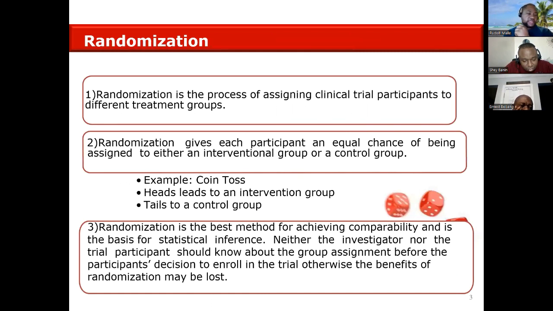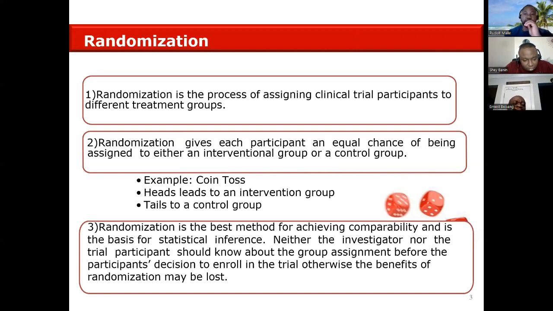So number one, randomization is the process of assigning clinical trial participants to different treatment groups. Remember, in a couple of lectures that we've had, subjects are being randomized, being placed into different cohorts, or we call them groups or cohorts. But the most important thing for you to understand is that randomization gives a fair chance for every participant to participate in the clinical study.